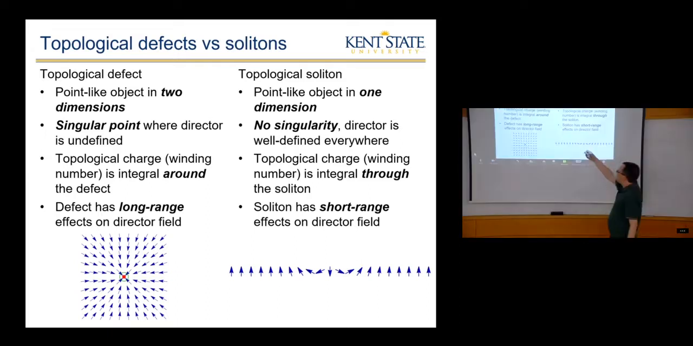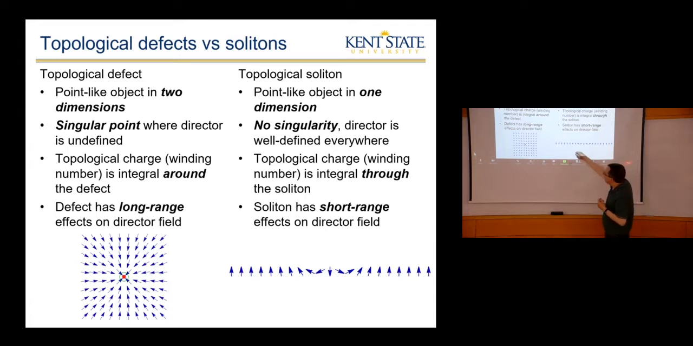Okay. So for the first thing that I showed you, which I call the topological defect, this is a point-like object in two dimensions in this example. For the second thing, which here I'll call a topological soliton, it is a point-like object in one dimension. A point in one dimension is different from a point in two dimensions. This topological defect has a singular point, this red dot where the director is undefined. This topological soliton does not have a singularity. The director is well defined everywhere. Even if you zoom in close here, it's well defined all along there.